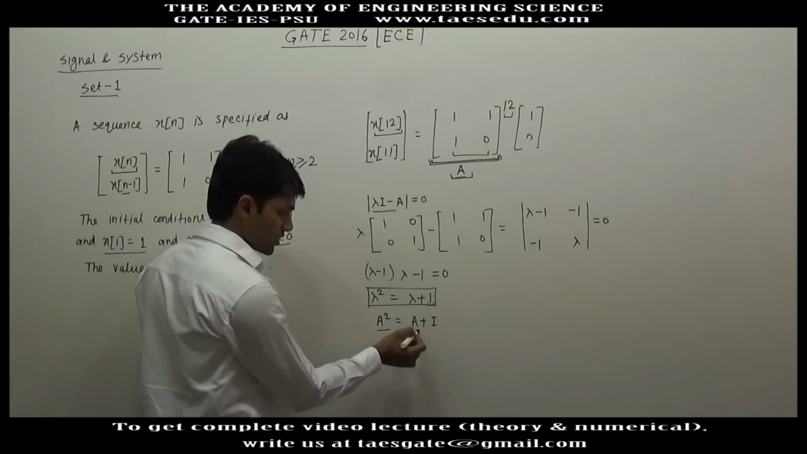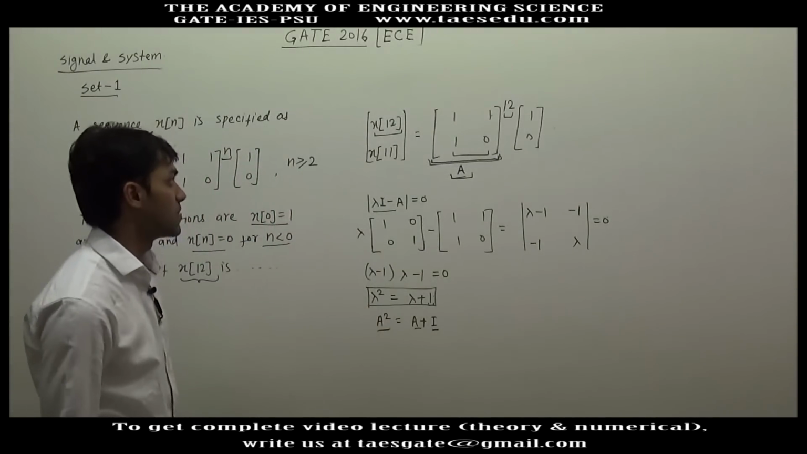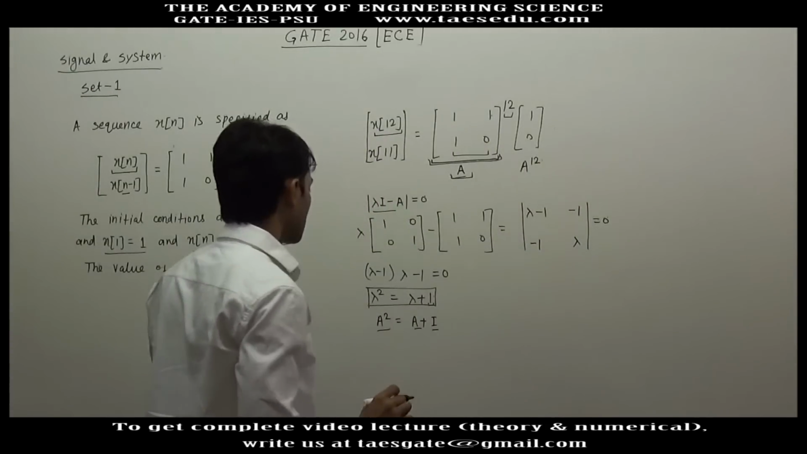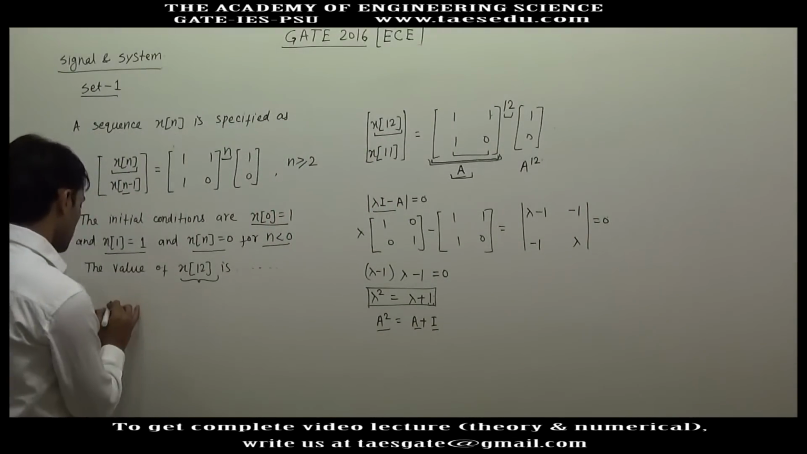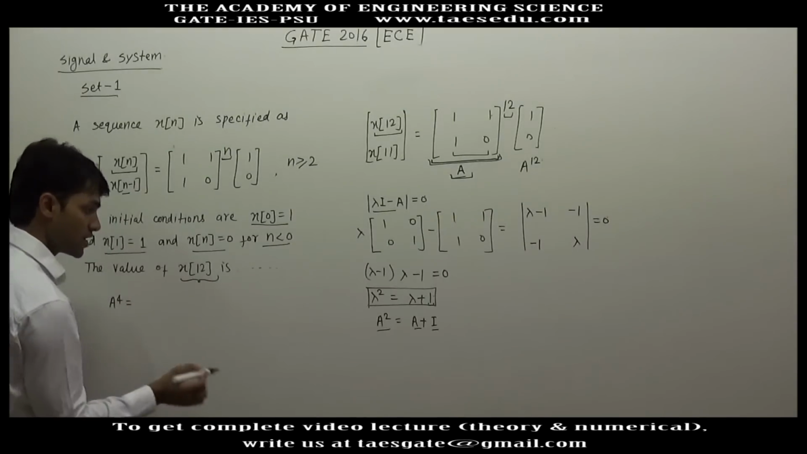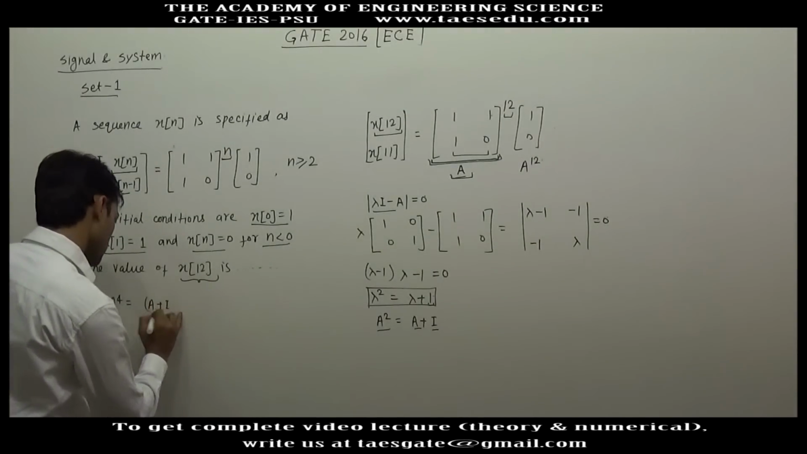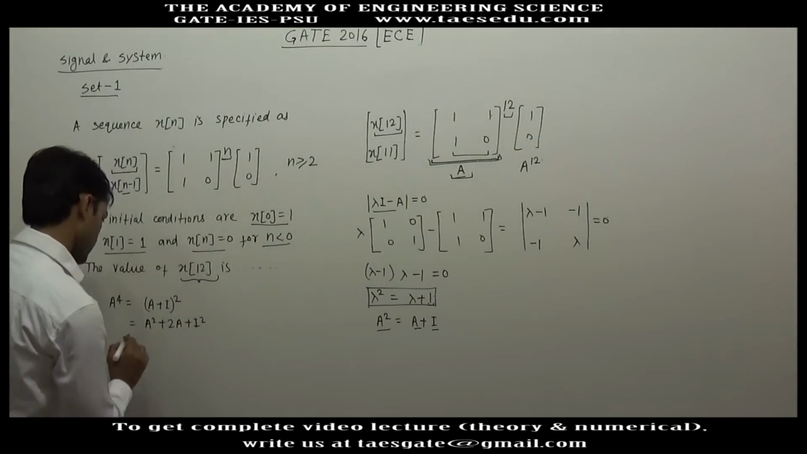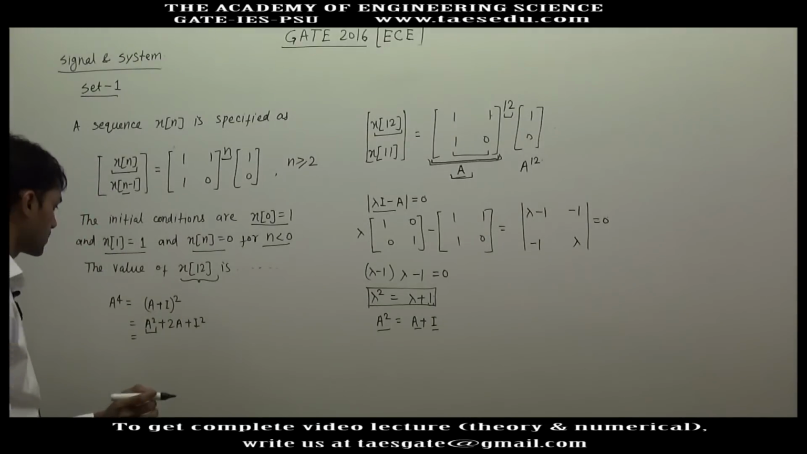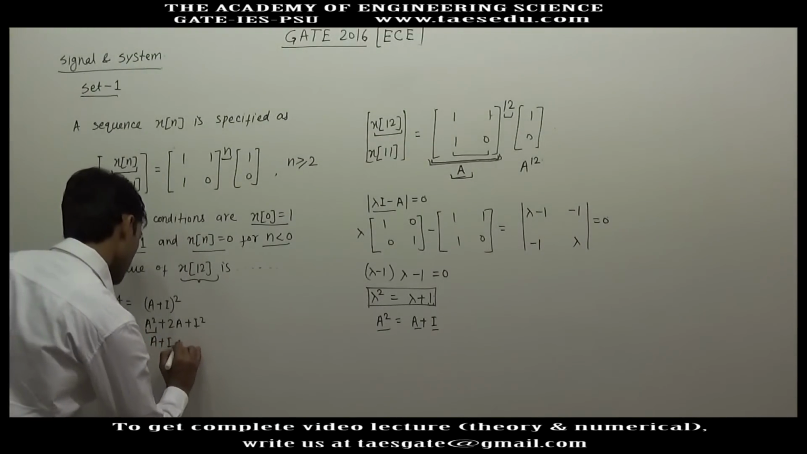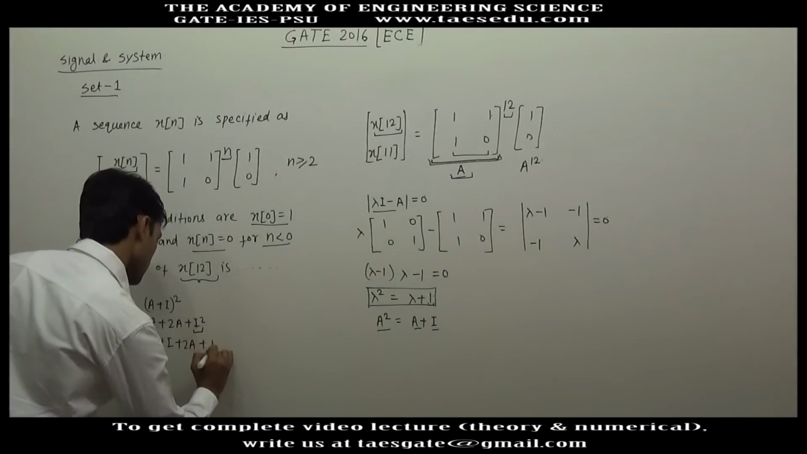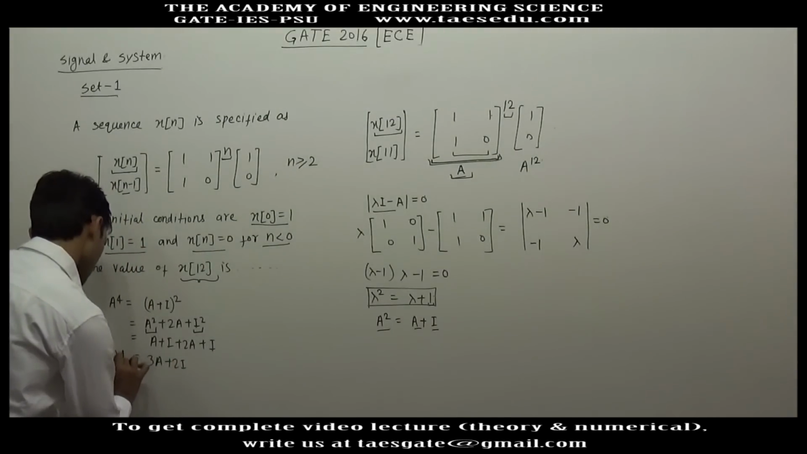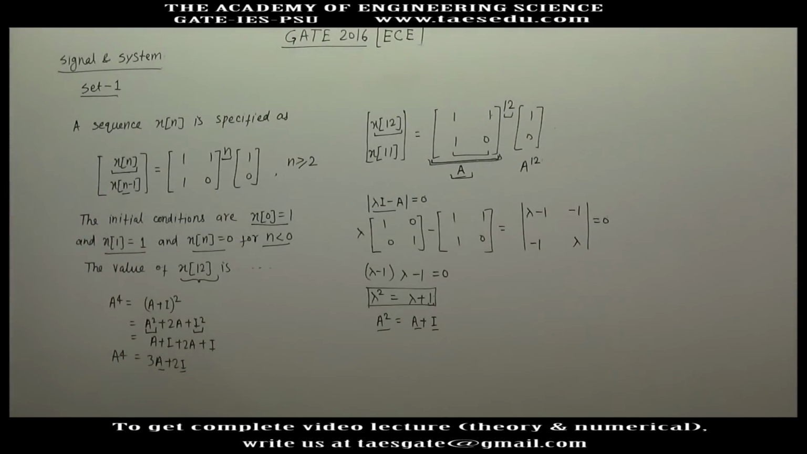So we have the value of A square in terms of A and the identity matrix, and we have to find A to power 12. So A square is A plus I. What will be the value of A4? This is A square into A square. It means A plus I whole square. This will be A square plus 2A plus I square, and the value of A square is A plus I, plus 2A, and I square is nothing but I. So here we will get 3A plus 2I, the value of A4 in terms of A and the identity matrix.